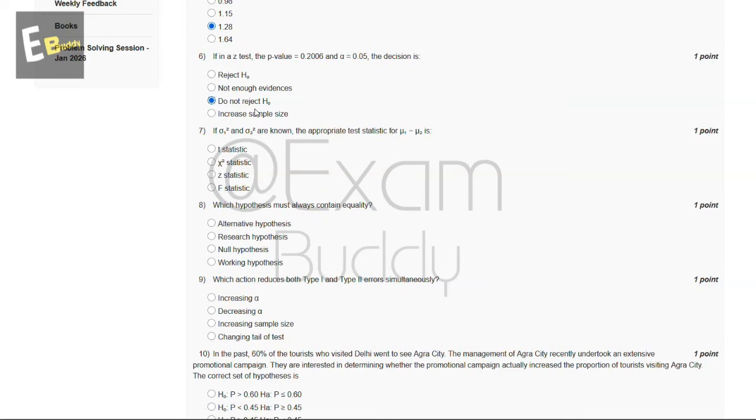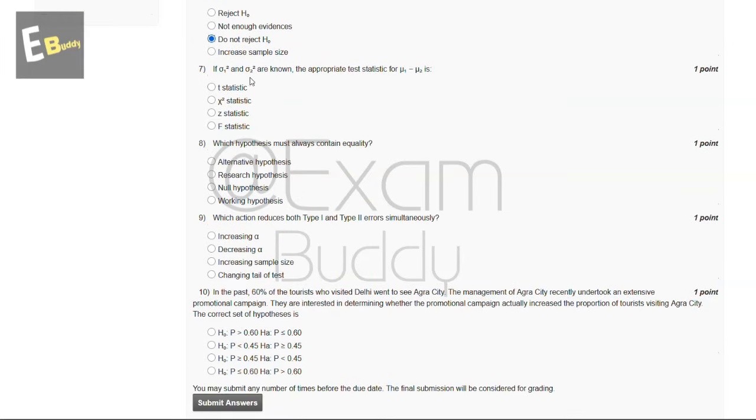And now let's go to our question number 7. If sigma 1 squared and sigma 2 squared are known, the appropriate test statistic for mu1 minus mu2 is, so these are the options: t statistic, chi-squared statistic, z statistic, F statistic. So the answer for our seventh question is C, z statistic.